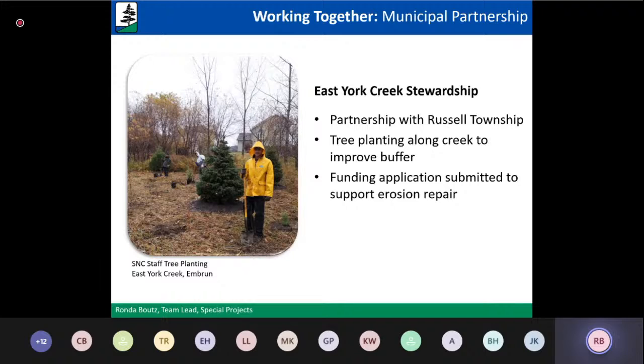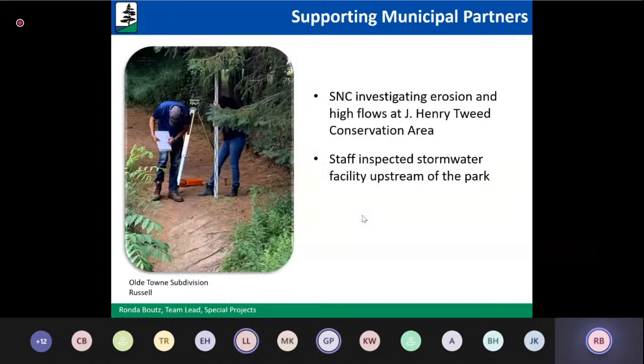We have submitted an application to the Great Lakes Local Action Fund to do some erosion repair in partnership with the municipality in 2021. Again, to make sure that not only is the trail safe, but that the stream bank and buffer are stable in that area that's, again, very well used by local residents. Any questions?